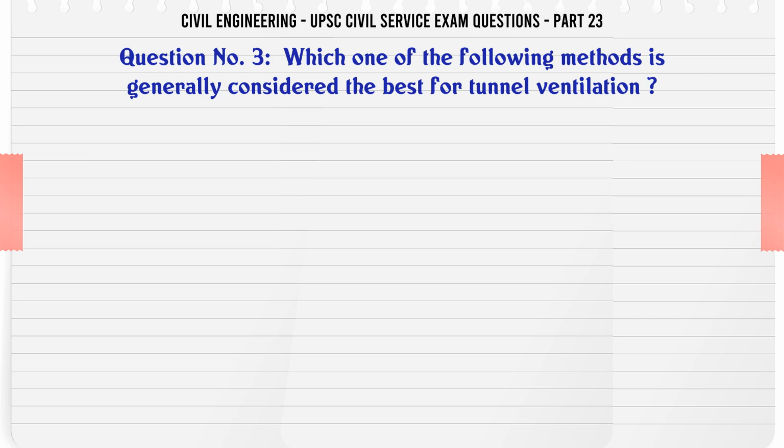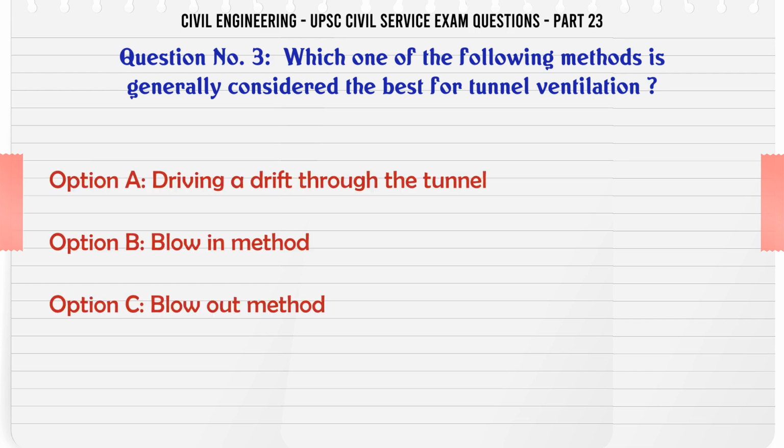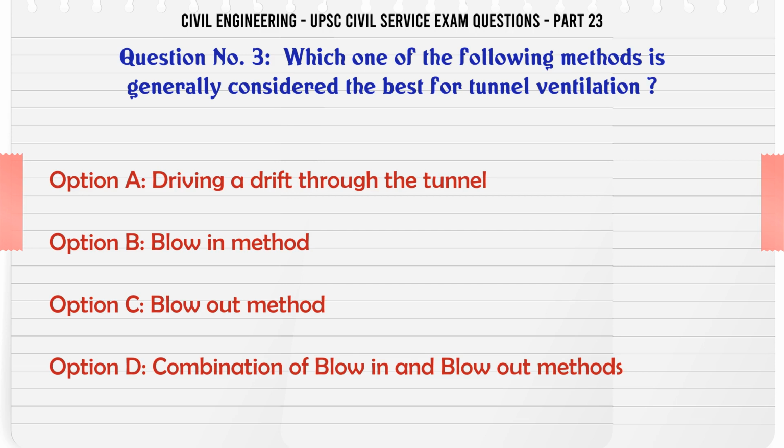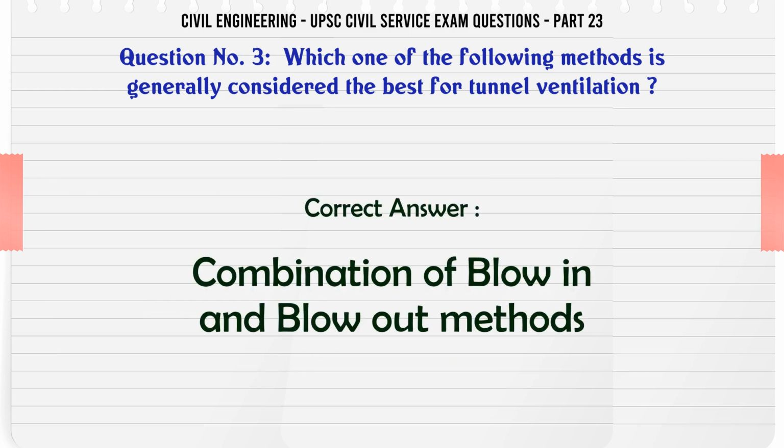Which one of the following methods is generally considered the best for tunnel ventilation? A. Driving a drift through the tunnel, B. Blow-in method, C. Blow-out method, D. Combination of blow-in and blow-out methods. The correct answer is combination of blow-in and blow-out methods.